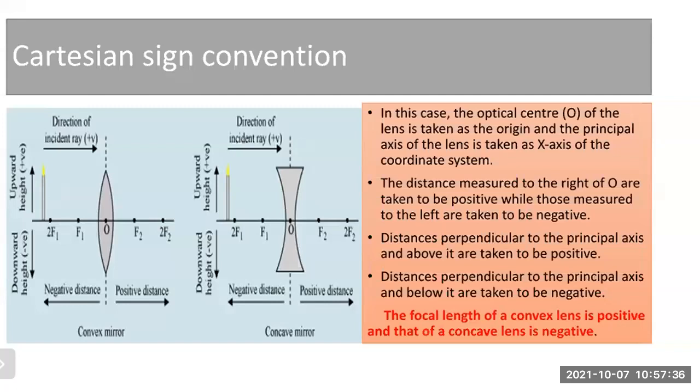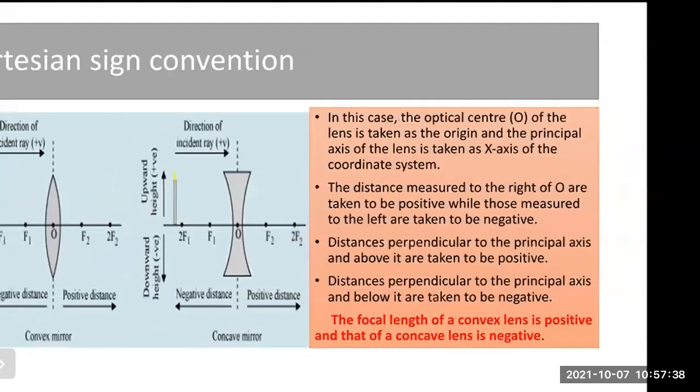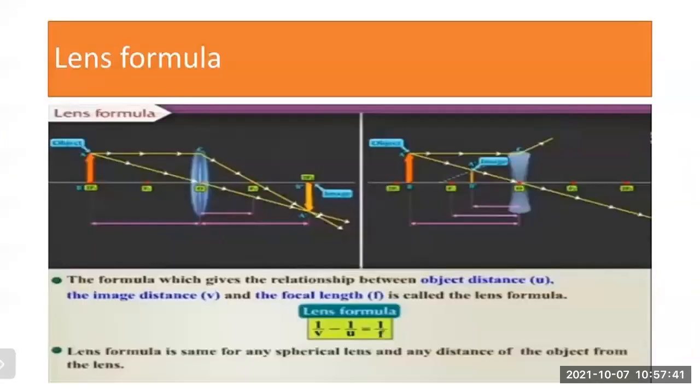After this, we have to study the lens formula. So what is the lens formula? It is the formula which gives the relationship between the object distance, denoted by small u, the image distance, denoted by small v, and the focal length, denoted by small f.